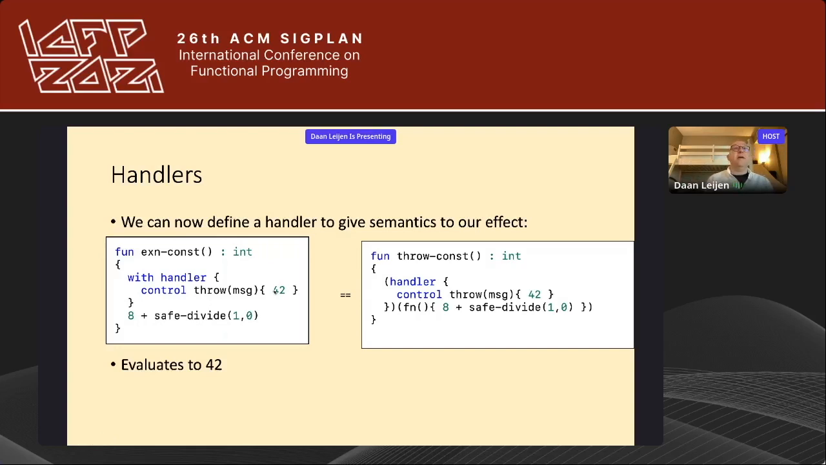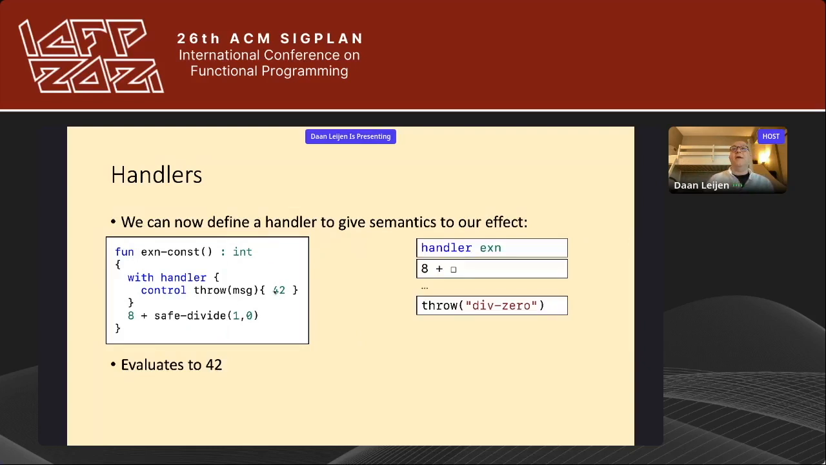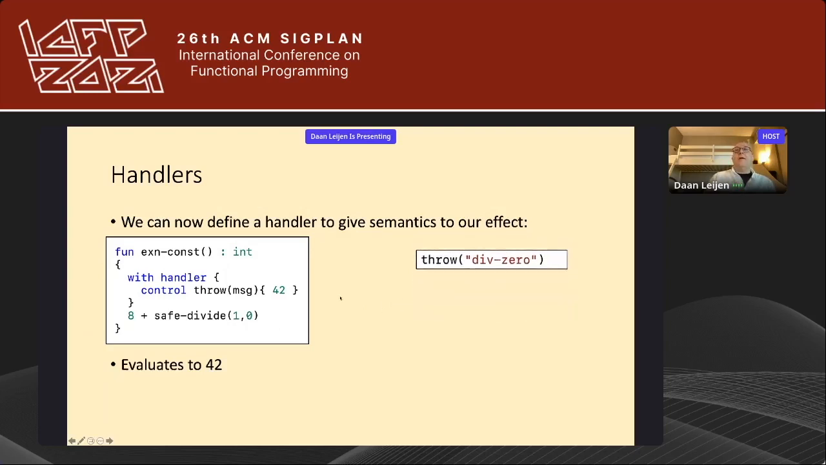If you evaluate that, a handler of action will be installed. We will remember that we have to do 8 plus, and then we go into safe divide, and eventually we call throw divide by 0 inside the safe divide. Then we go up all the way to the handler, and the call is replaced by its body. In this case, it's 42. And that's the answer, right? It's exactly how we expect handlers to work. The innermost handler catches the exception, and in this case, handles it by returning 42 to the context.